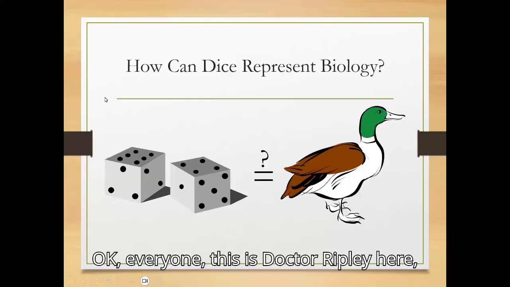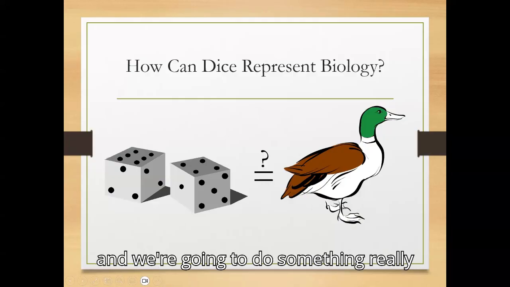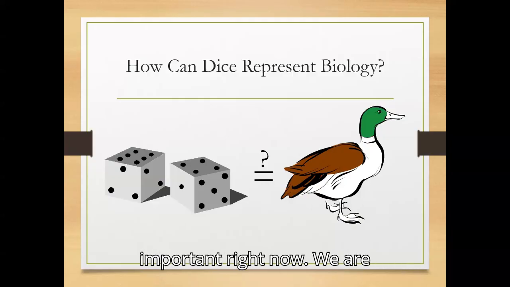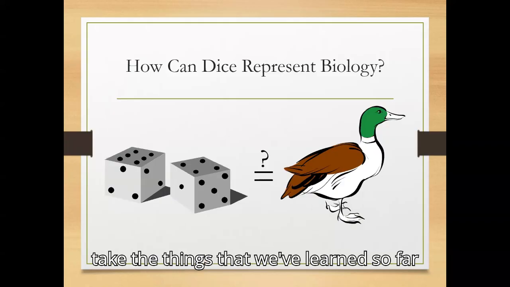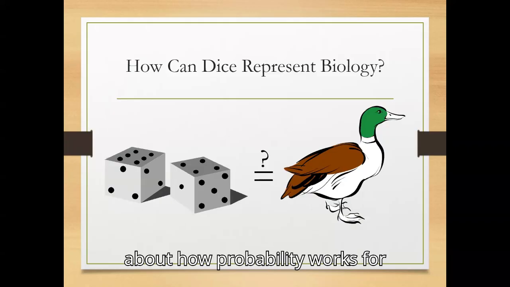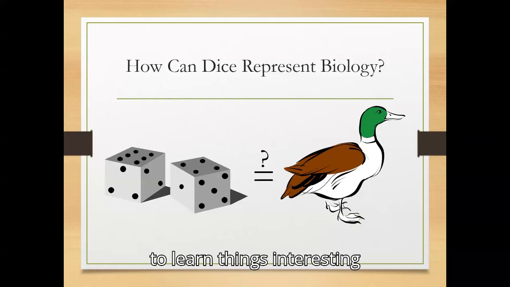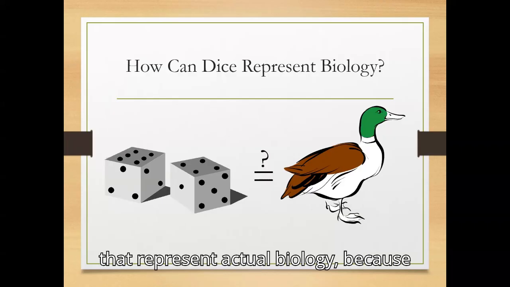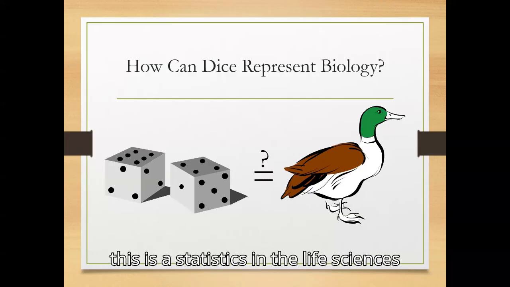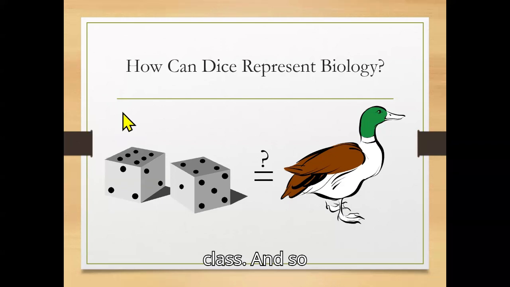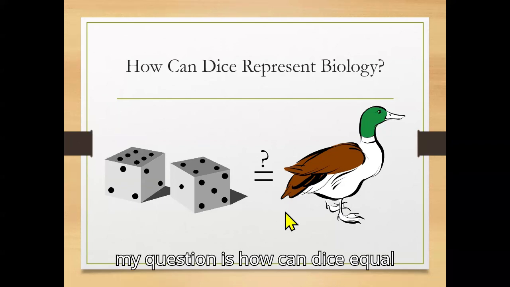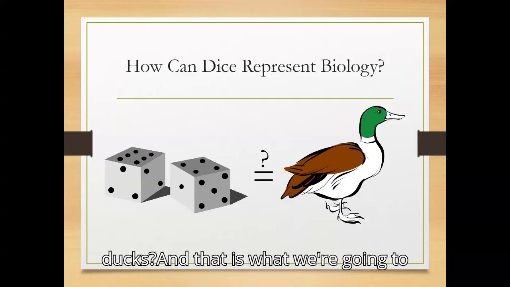Okay, everyone, this is Dr. Ripley here, and we're going to do something really important right now. We are going to look at how we can take the things that we've learned so far about how probability works for model devices like dice, and use it to learn interesting things that represent actual biology, because this is a statistics in the life sciences class. And so my question is, how can dice equal ducks? And that is what we're going to look at.